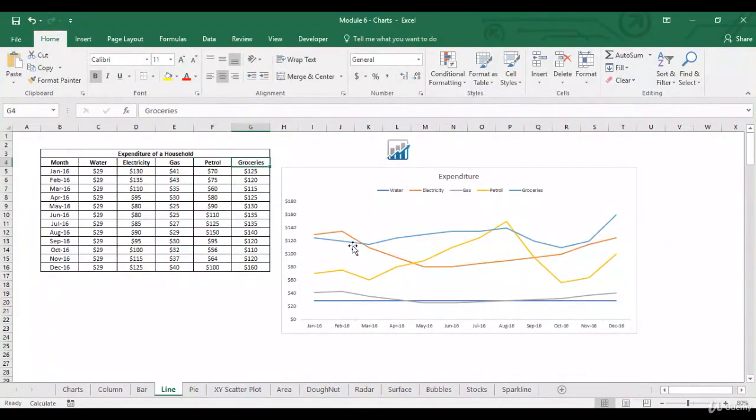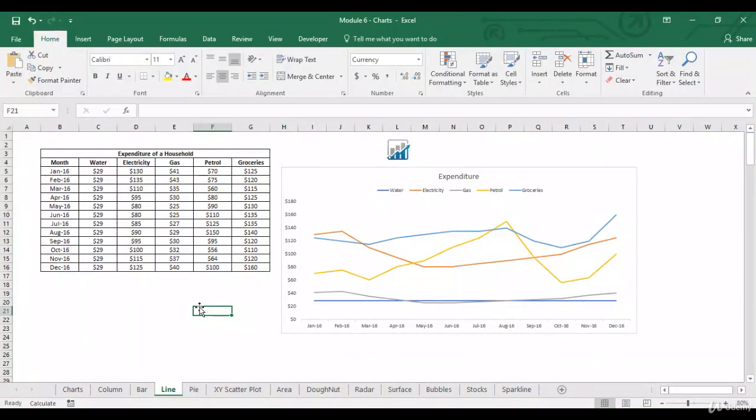Groceries is being highlighted by the blue color over here, fairly consistent. I would say there's a slight rise in the holiday seasons in August, September around over here. Then it again dips, and again in December, it picks up because of the holiday season. So these are all the trends which you can look at for a household.